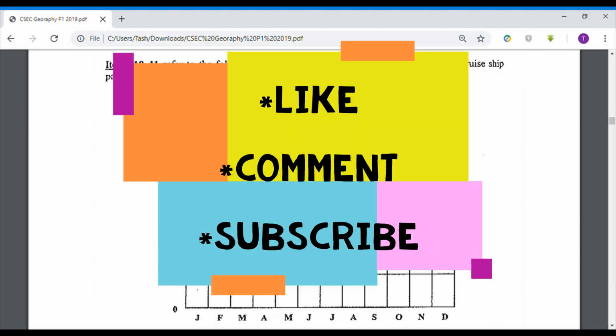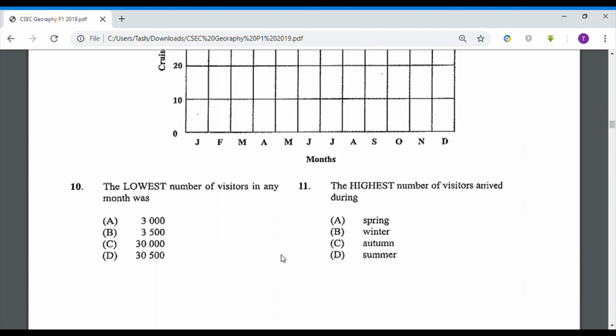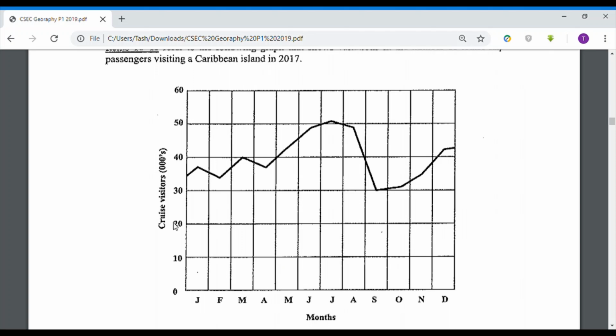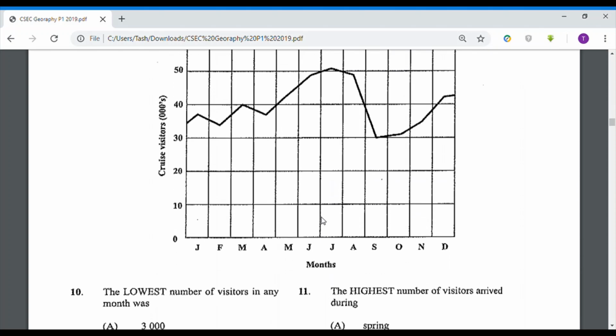So now we are at number 10. So for number 10, it says the lowest number of visitors in any month was, and it gives you the options. We have to pay attention to the graph. On this axis, it gives us cruise visitors in thousands, and at the bottom here, it gives us the first letter in every month. So the question is asking for the lowest number of visitors in any month.